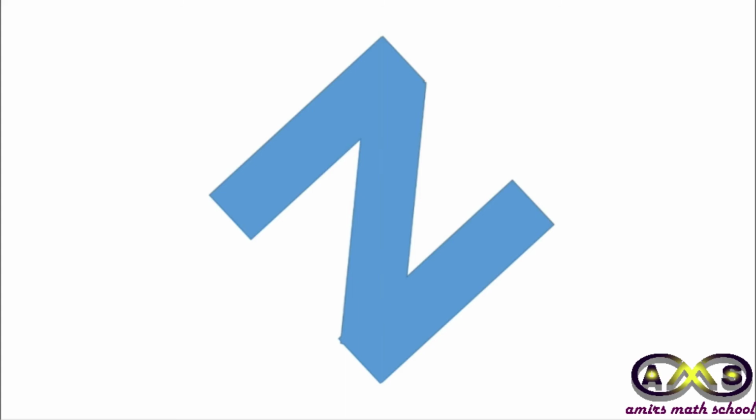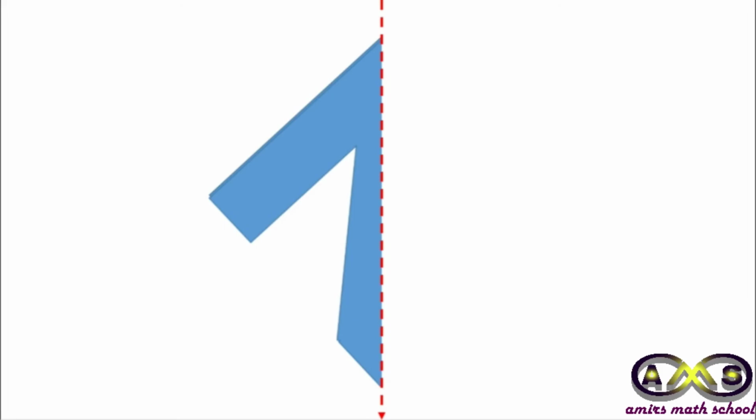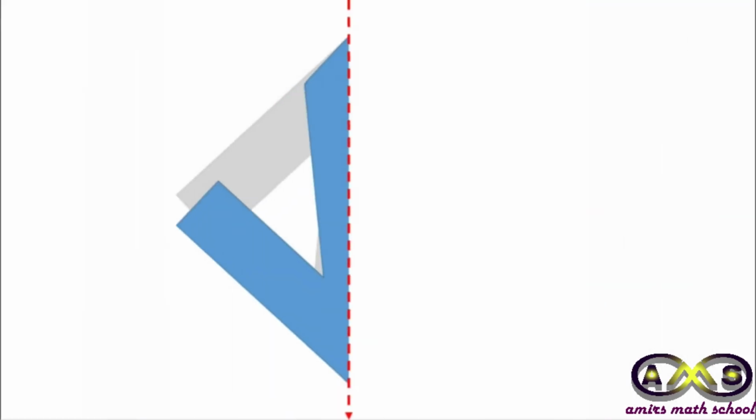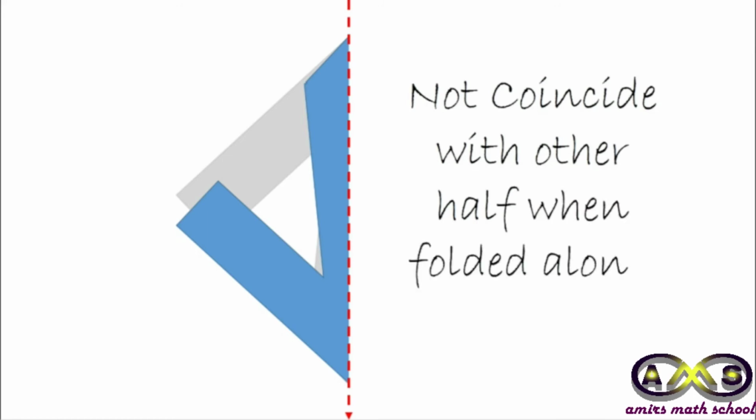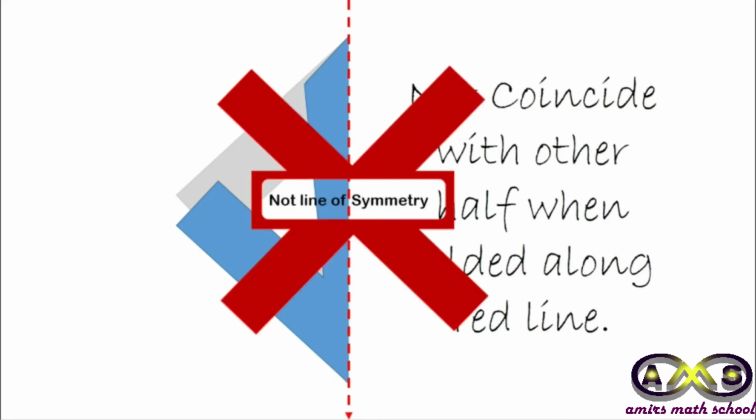At first, take this line. This figure easily divides into two equal halves along this red line, but one equal half does not coincide with another half when folded along this red line. So we can say this red line is not a line of symmetry for this figure or shape.